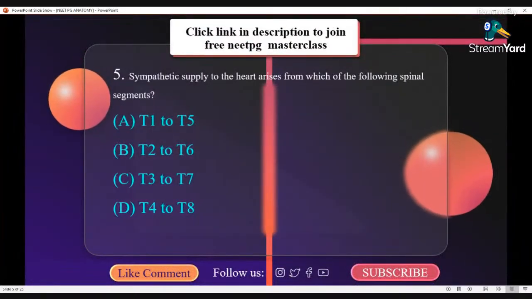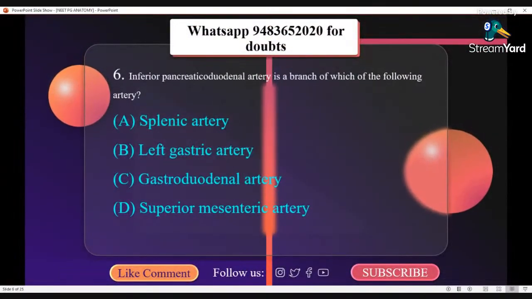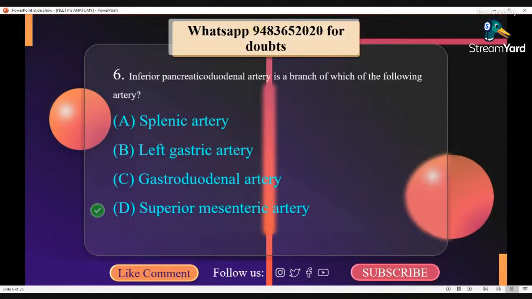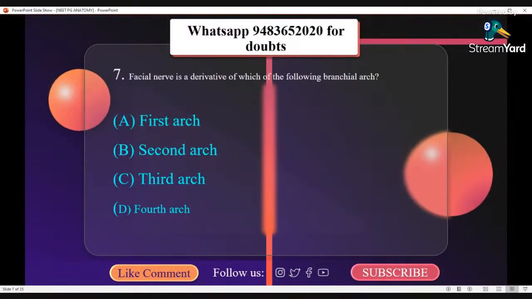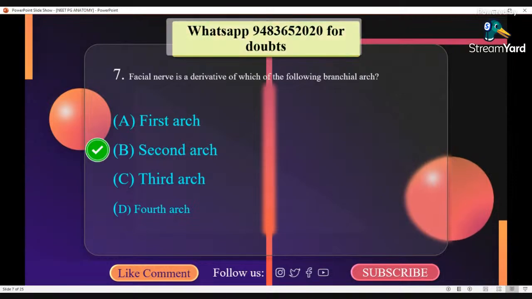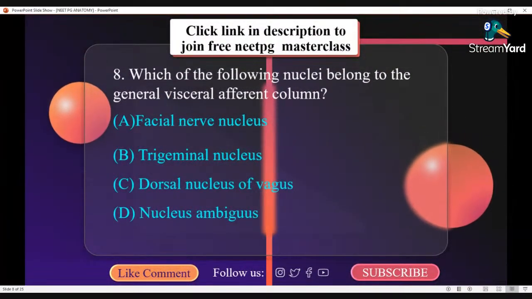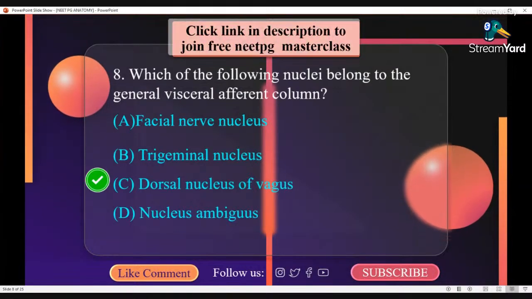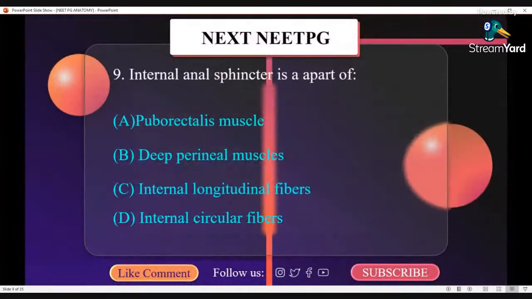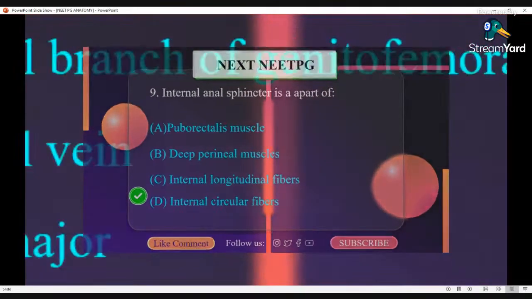Sympathetic supply of heart arises from T1 to T4. Inferior pancreaticoduodenal artery is a branch of superior mesenteric artery. Facial nerve is a derivative of second arch. Which of the following nuclei belong to general visceral afferent nuclei? Dorsal nucleus. Internal anal sphincter is a part of internal circular fibers.